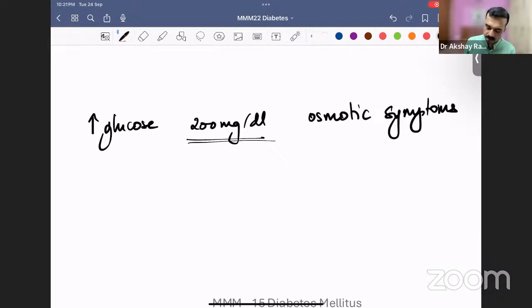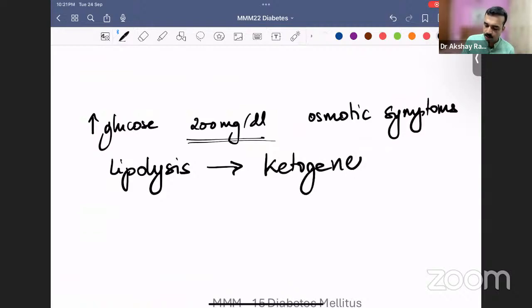As a result, cells are hungry and they're not getting any glucose. Glucose is all in the blood and going in the urine, but not going inside the cells. So they need an energy source. What is that energy source? There's going to be lipolysis. No insulin, so subcutaneous fat will start breaking down. Lipolysis will also end up promoting ketogenesis, ketone body synthesis, especially for the brain.